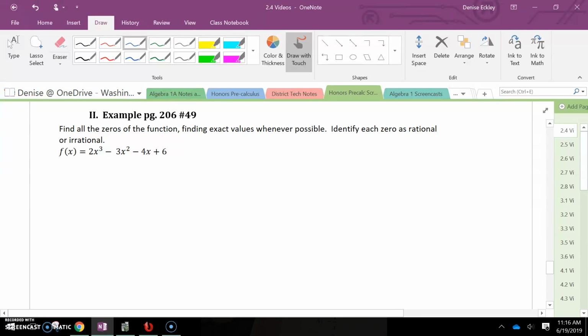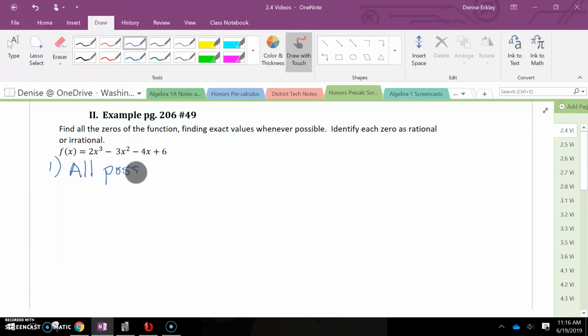Page 206, number 49. Find all the zeros of the function, finding exact values whenever possible. Identify each zero as rational or irrational. All right, so how you start this is we're going to do this without a graphing calculator. We are going to first list all possible zeros.